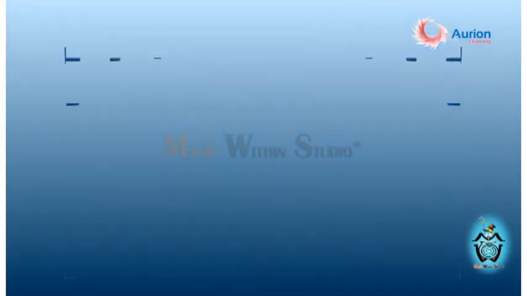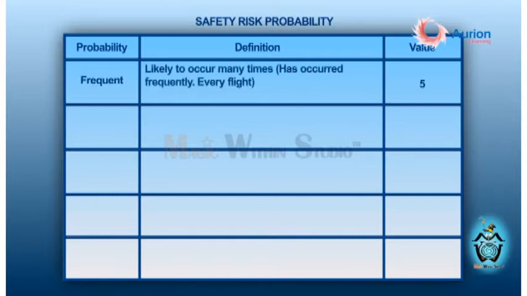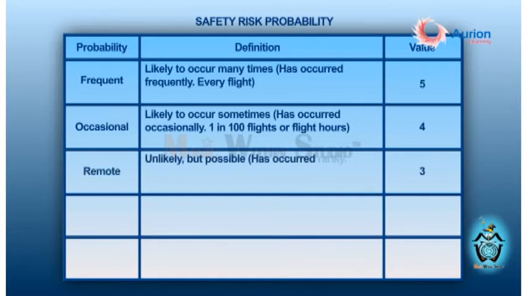Like risk severity, risk probability also has a 5-point scale on which probability of occurrence is measured in aviation. 5. Frequent, which is an incident that has happened on every flight and is therefore likely to happen again. 4. Occasional, which is for something that has happened infrequently, once in 1,000 flights, and is therefore likely to occur infrequently. 3. Remote, which is an event that may occur, but it is unlikely.